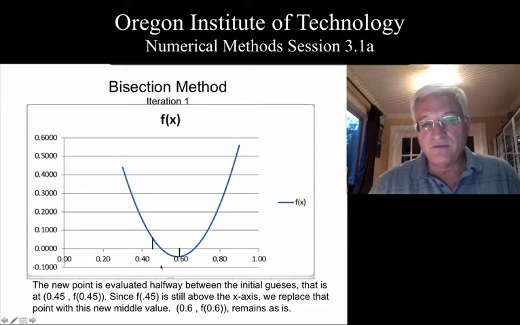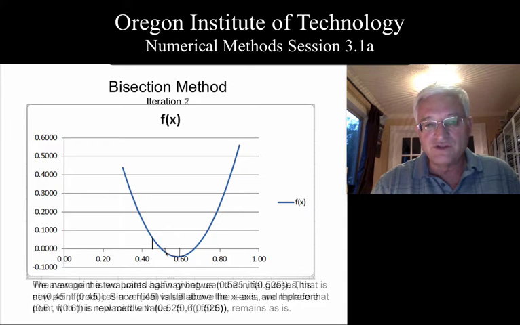Now we just repeat the process. We have a left value of 0.45. We still have a right value of 0.6. We average the two together again. We're going to get a 0.525. And once we get that, we will need to determine whether it's positive or negative. And visually at this point, we can see it must be negative. So let's just do that.